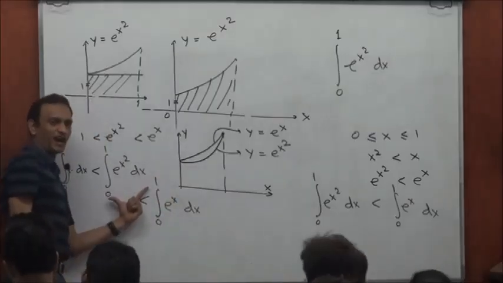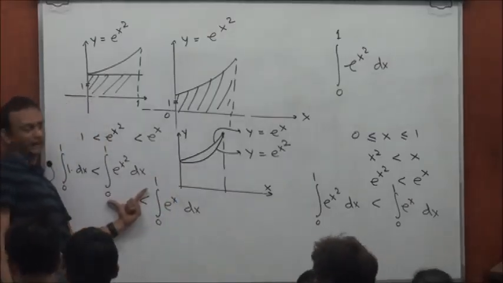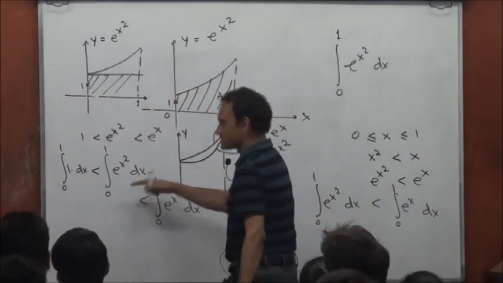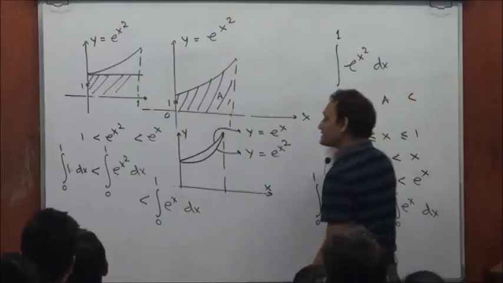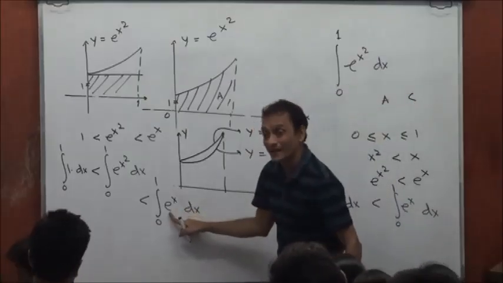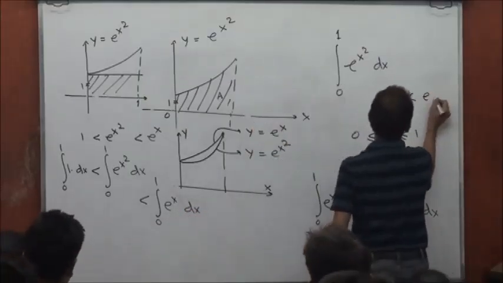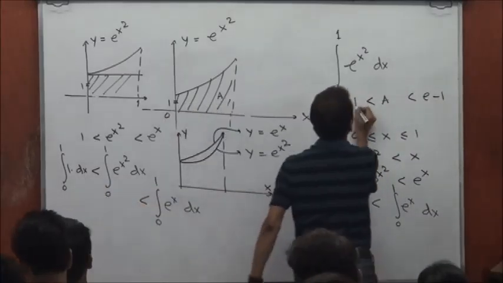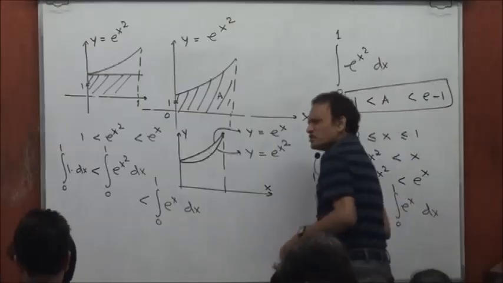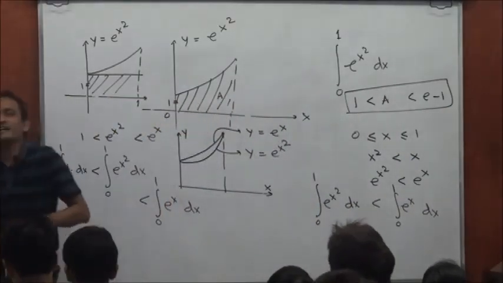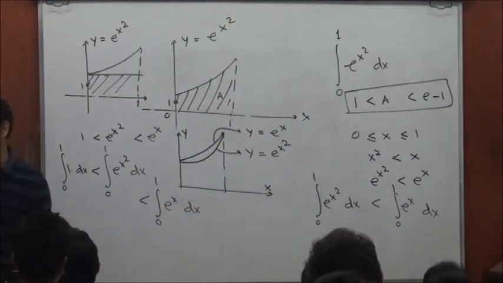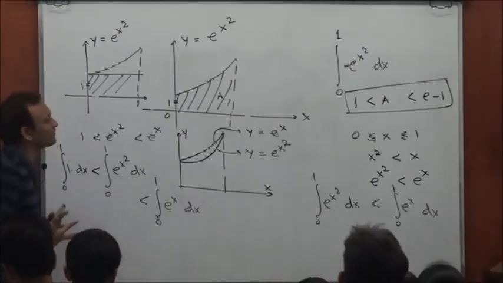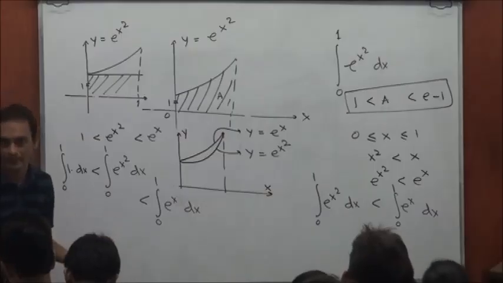And this is the area under the graph of e power x squared. Means the required area A, which is this, has to be less than e minus 1, but is greater than 1. So we get an idea of the area then. Even if the exact area is not obtainable, an idea of the area could be obtained. We have some feel for what the area under the graph could be. Right?